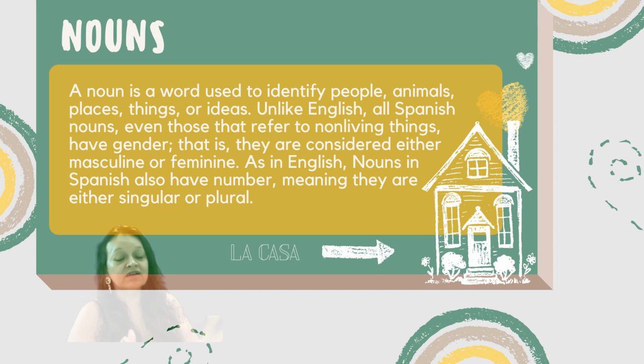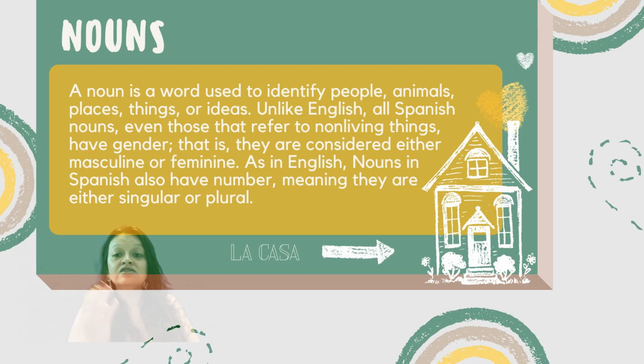A vacuum can be feminine or masculine. A shoe can be feminine or masculine, even if they're not alive, right? Like students or teachers or men and women and kids, they're all living nouns. Non-living nouns in Spanish also have a gender. And similarly to English, they also have a number, which means they can be singular or plural.